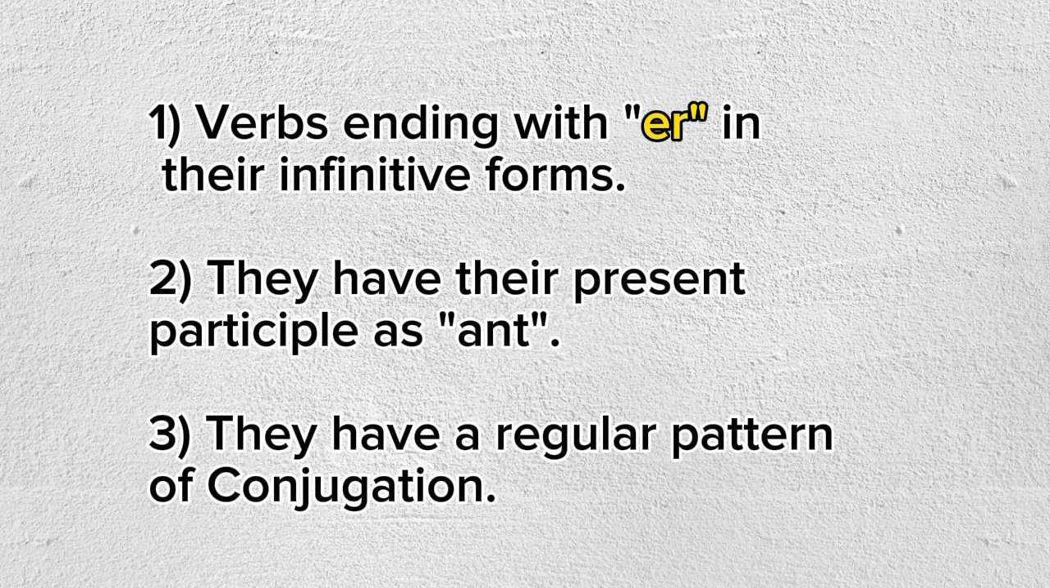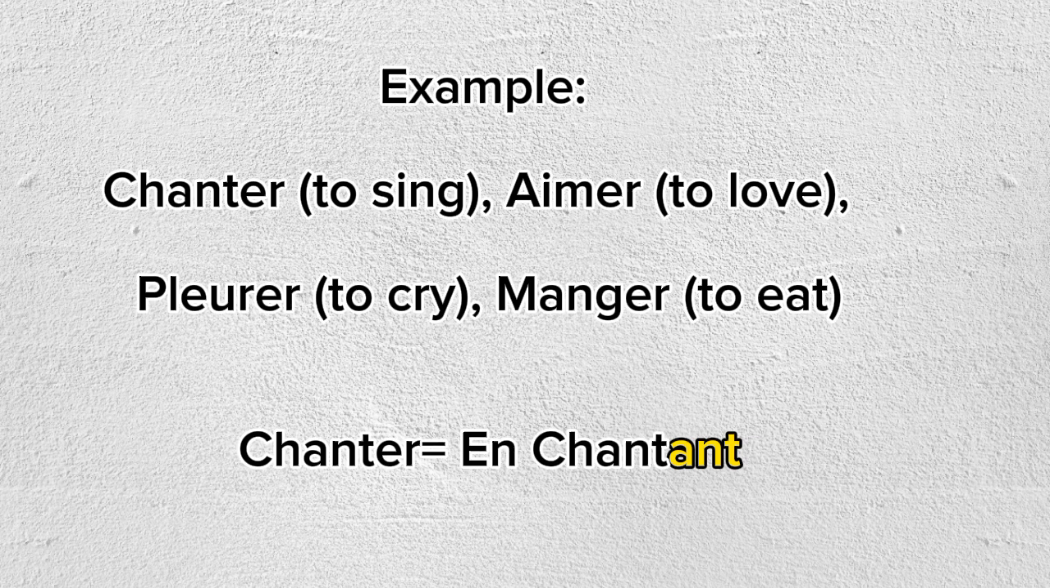These verbs from the first group have their infinitive form ending with er. They have their present participle as ant. They have a regular pattern of conjugation. Example: chanter, aimer, pleurer, manger.